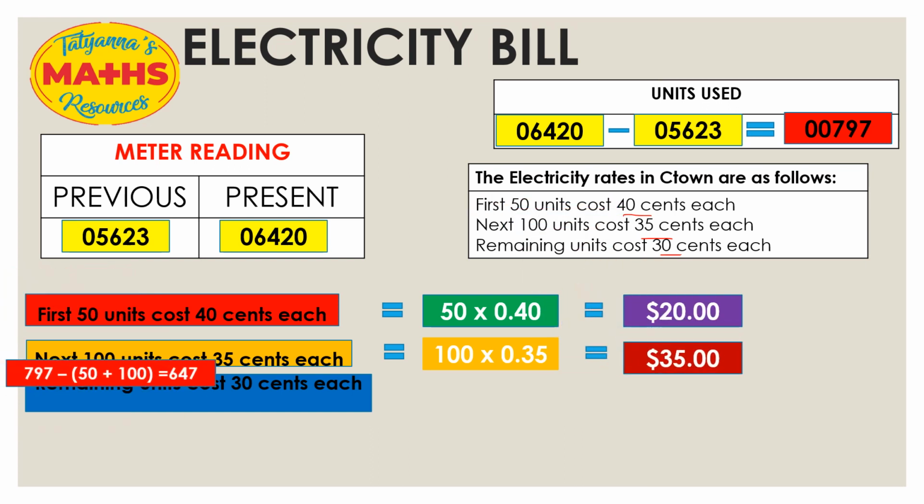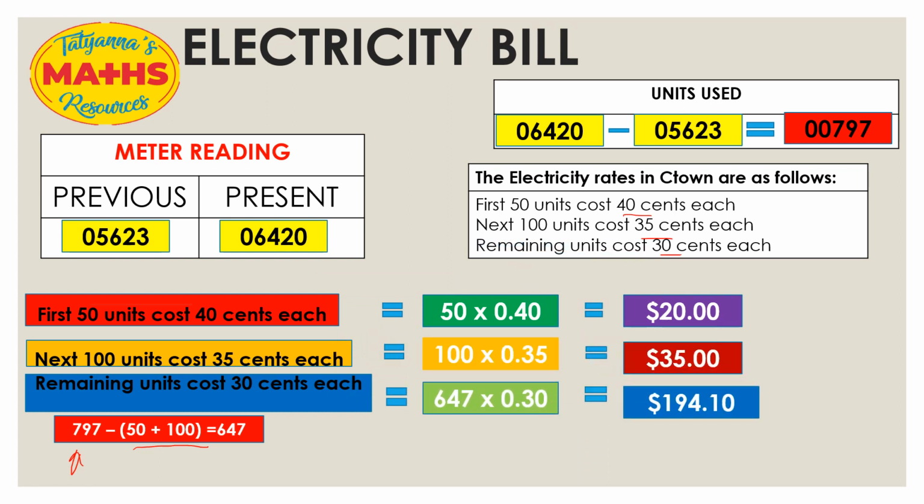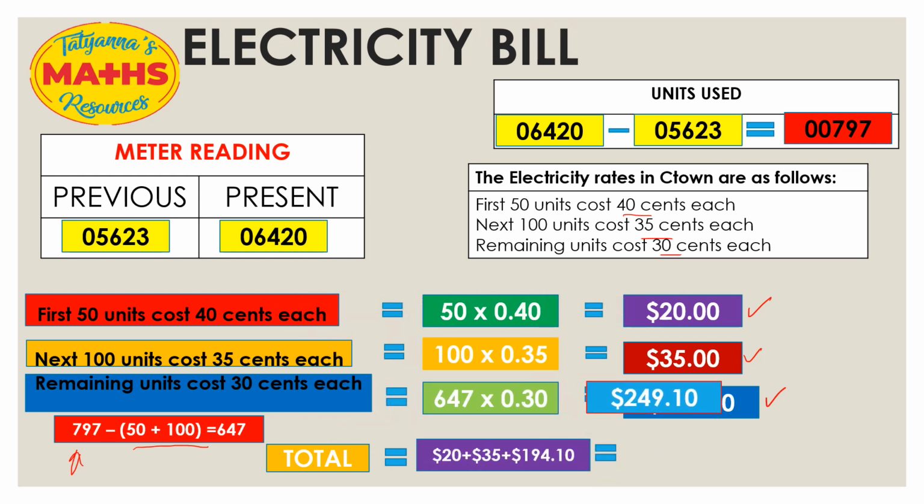The remaining, how do we find the remaining? We add what we have calculated before. 50 plus 100, as you can see here, we subtract it from the total, and that is going to give us 647. So that 647 is going to be multiplied by 30 cents, which will give us $194.10. We're going to now calculate the total, which would be to add up $20 plus $35 plus $194.10, giving us a grand total of $249.10.